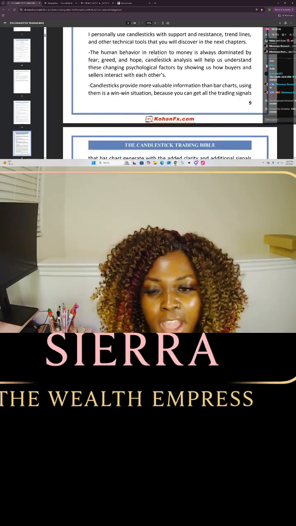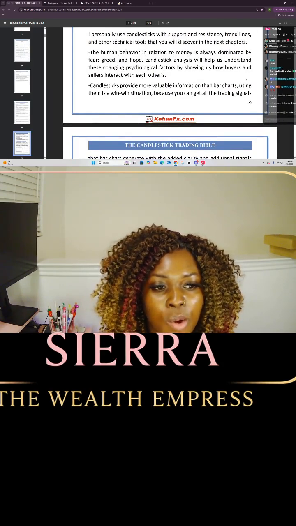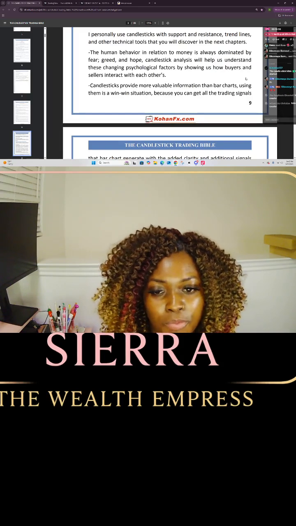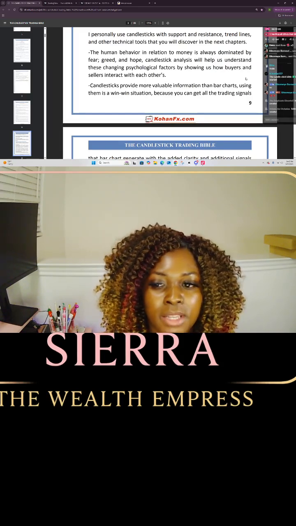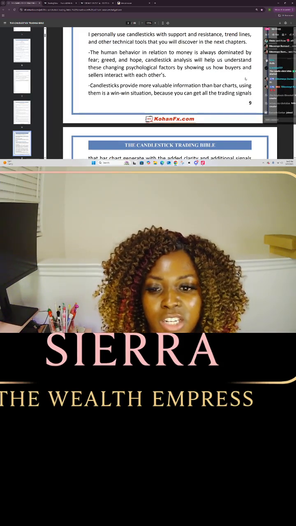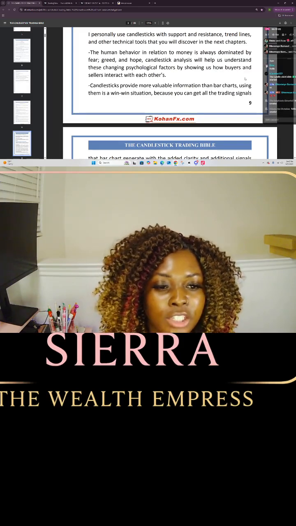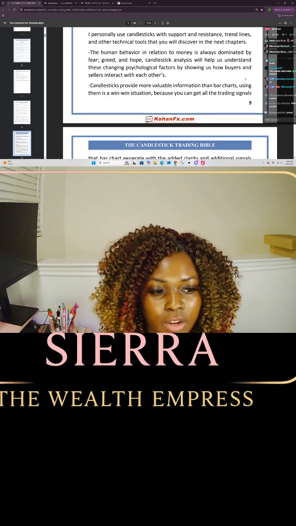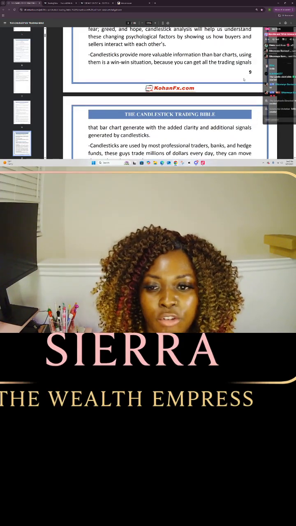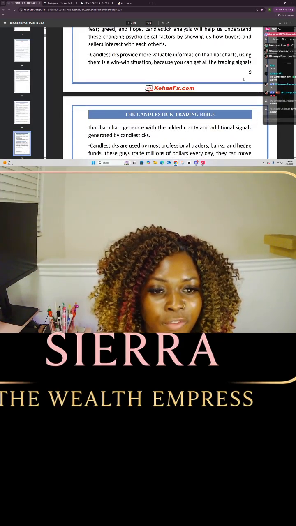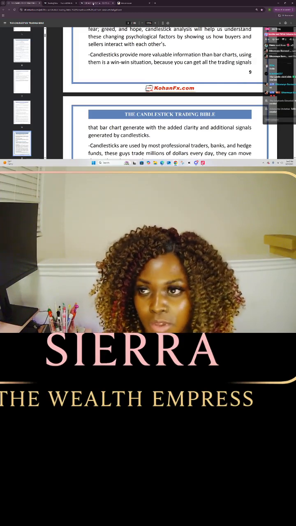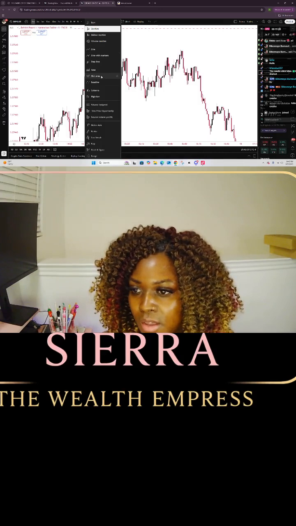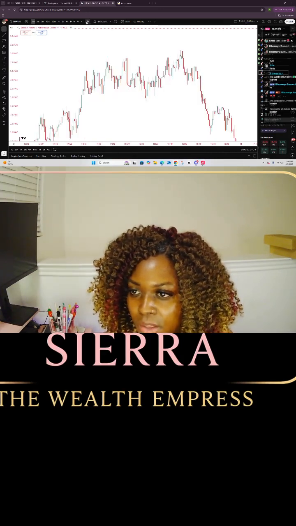Human behavior in relation to money is always dominated by fear, greed, and hope. Candlestick analysis will help us understand these changing psychological factors by showing us how buyers and sellers interact with each other. Candlesticks provide more valuable information than bar charts, which I do agree. So if you come over here, let's find the bar chart.